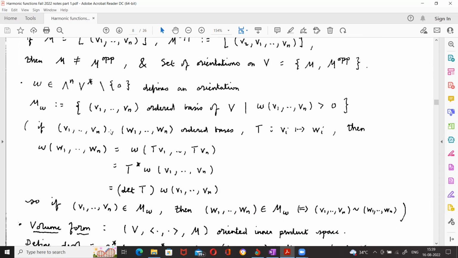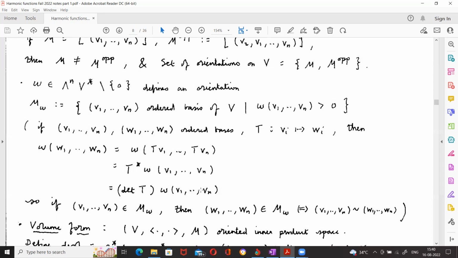Suppose V1 to Vn and W1 to Wn are two ordered bases, and T is the unique linear map which sends Vi to Wi. Then what is omega of W1 to Wn? This is the same as omega of TV1 up to TVn. But by definition, this is the same as the pullback T star omega acting on V1 to Vn, right? But the pullback T star omega is nothing but determinant of T times omega, right? So this becomes determinant of T times omega of V1 to Vn, right?